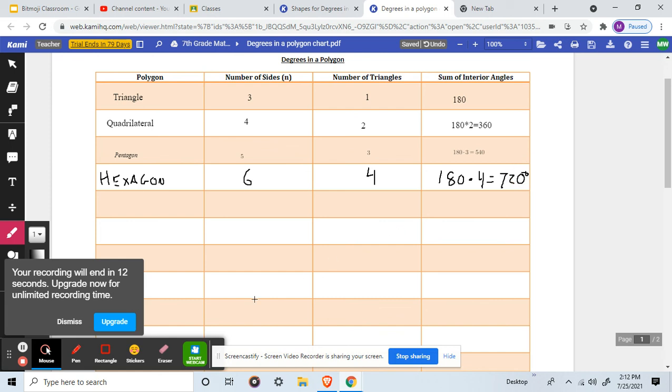So again, the idea is they're going to recognize a pattern here, a pattern here, a pattern here. What I'm more concerned about is the best way for my students to get their information across, and I think Kami is a really good option for that.